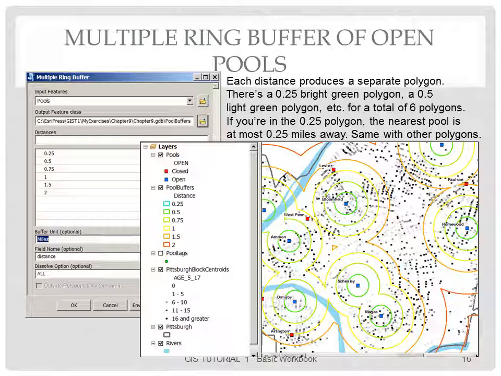Multiple ring buffers of open pools. Each distance produces a separate polygon. There's a 0.25 bright green polygon, a 0.5 light green polygon, etc., for a total of 6 polygons. If you're in the 0.25 polygon, the nearest pool is at most 0.25 miles away. Same with other polygons.